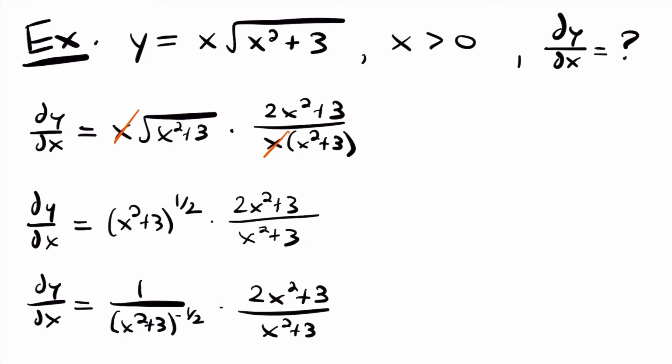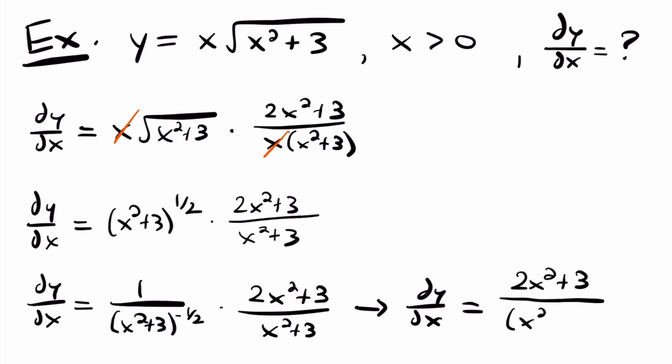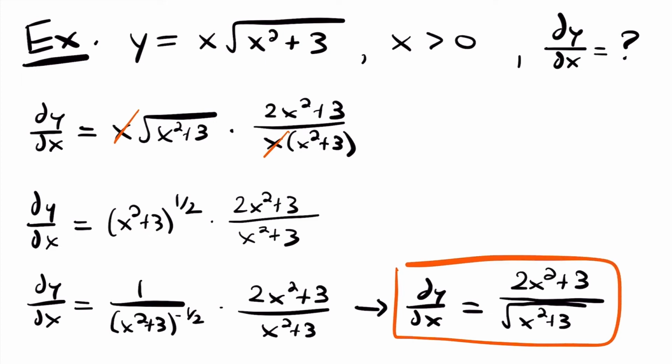And so finally we will have that dy dx is equal to (2x squared plus 3) divided by (x squared plus 3) to the 1/2 power. And then if you want, you don't have to, you can rewrite this 1/2 power to be the square root to have your derivative in its nicest form. And so I'll do that here. We'll rewrite this to be the square root, and that will be my final answer. And so this is the derivative, dy dx, of this function.